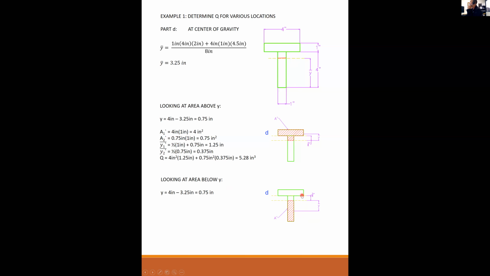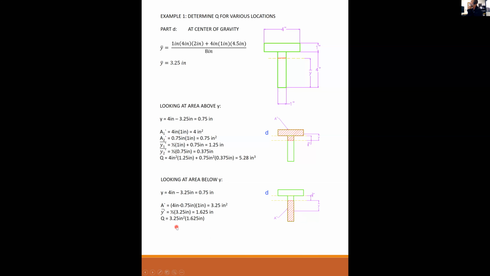I still have that same little 3/4 inch step right there. My A prime is going to be the 4 inches of the whole board minus that 3/4 inch step times 1 inch wide, which gives me 3 1/4 inches squared. And y bar prime is going to be half of that length right there. So this length again is 4 minus the 3/4, times a half, which gives me 1 5/8 as my y bar prime.